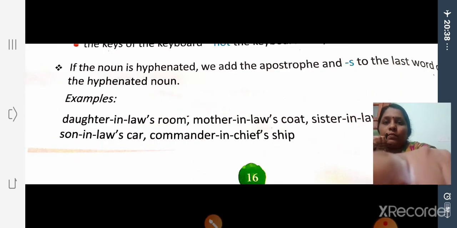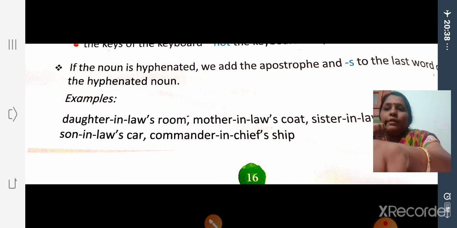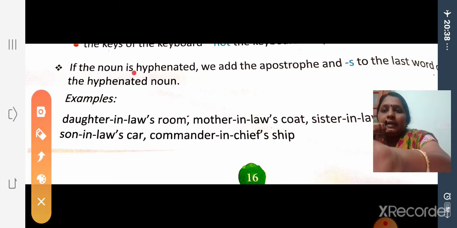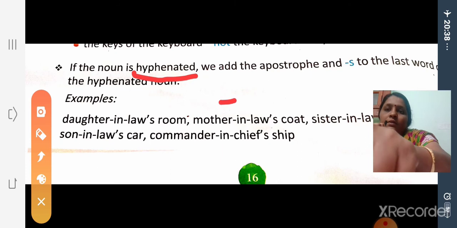Then one more important point. What if a noun is hyphenated? Hyphenated means having this hyphen symbol. For hyphenated nouns, we add the apostrophe and s to the last word of the hyphenated noun.